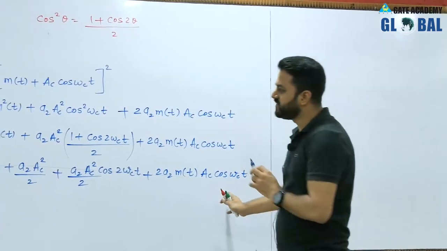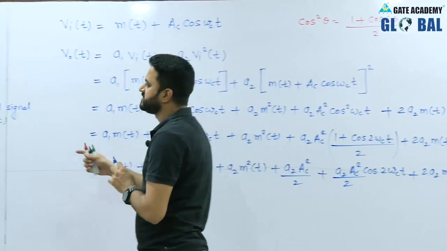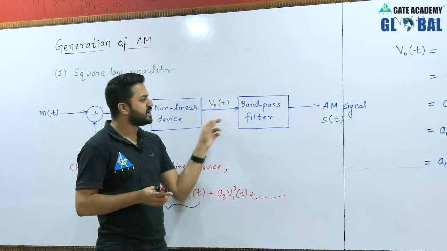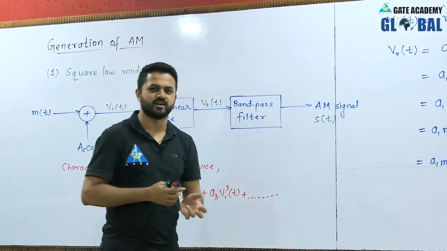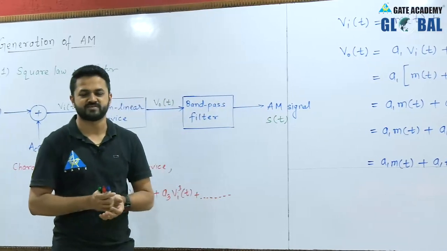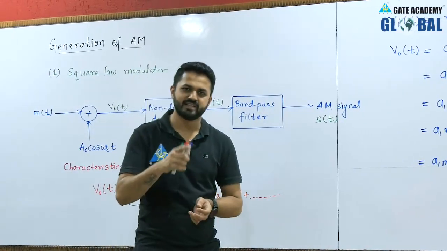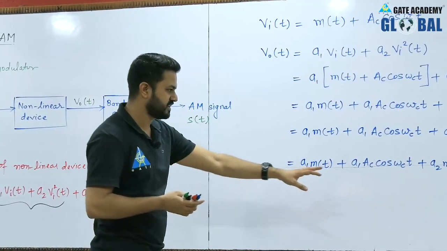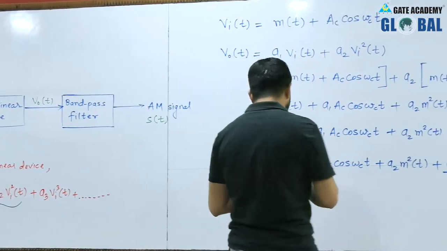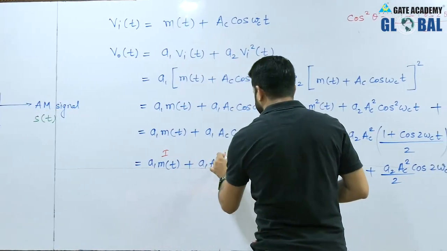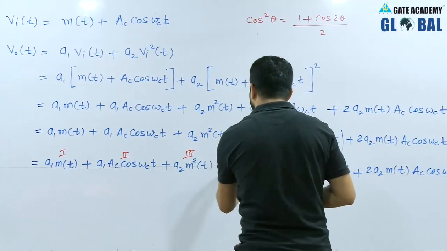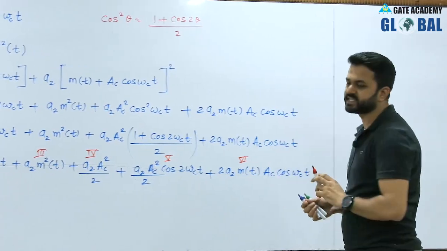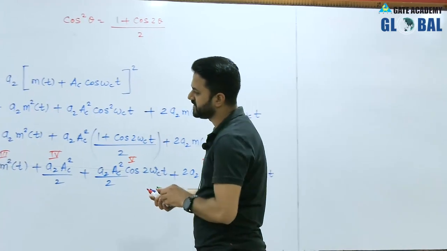So these are the terms which are input to the band pass filter. V0(t) is nothing but the input to the band pass filter. So in this way we can say that at the input of this band pass filter there are a number of frequency components, but at the output of this band pass filter we require only the two sidebands and the carrier term, which is fc. So first of all we should know what the frequency components are in this particular term. So there are 1, 2, 3, 4, 5 and 6 terms. There are a total of 6 terms and each term has a frequency component.